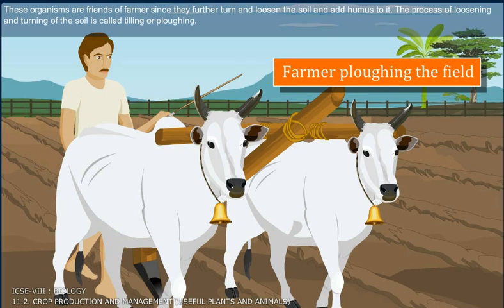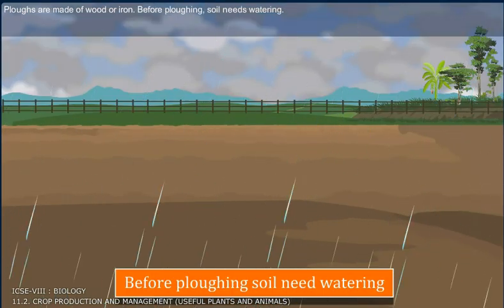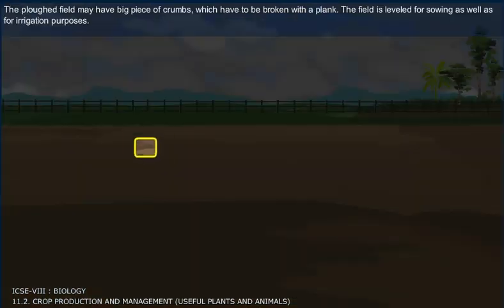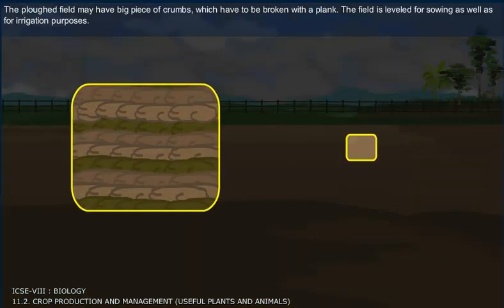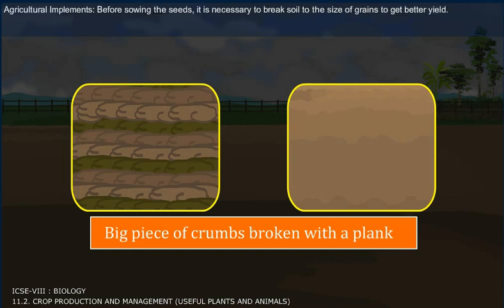The process of loosening and turning of the soil is called tilling or ploughing. Ploughs are made of wood or iron. Before ploughing, soil needs watering. The ploughed field may have big pieces of crumbs which have to be broken with a plank. The field is leveled for sowing as well as for irrigation purposes.